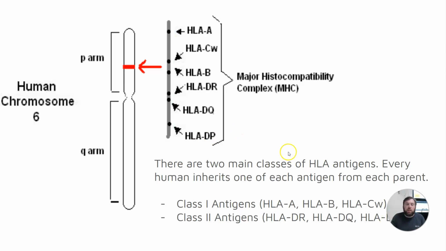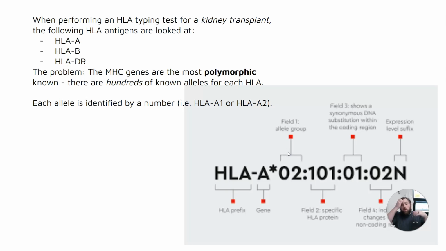That's DP right there. When performing this typing test for a kidney transplant in particular, like our patients in our example, we're going to look only at the HLA antigens of the HLA-A, HLA-B, and HLA-DR because those are the only 3 that are present on the surface of kidneys. The problem still is that these major histocompatibility complex genes are among the most polymorphic known to medicine.